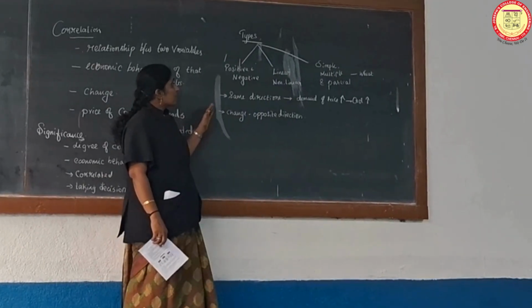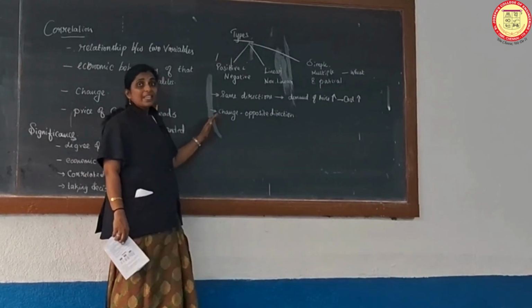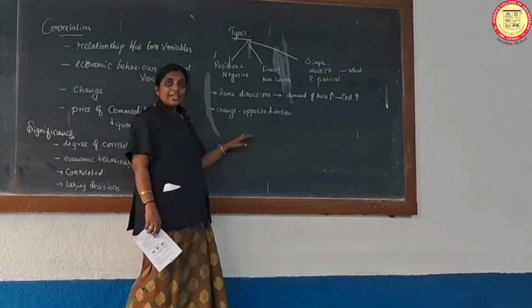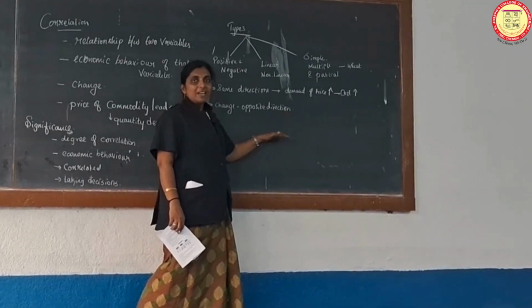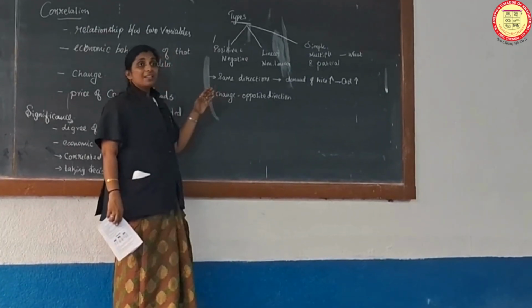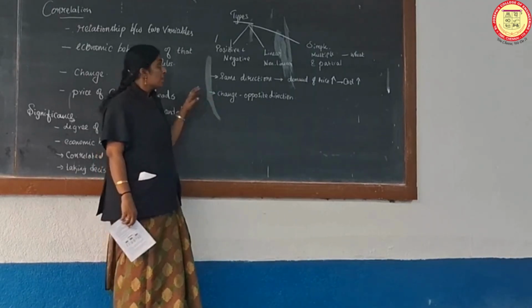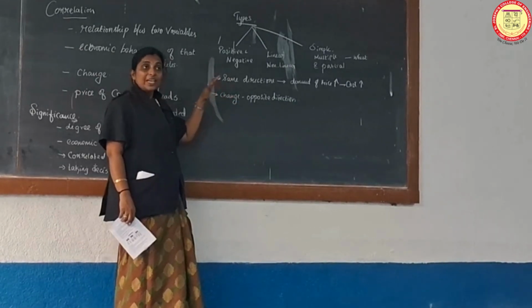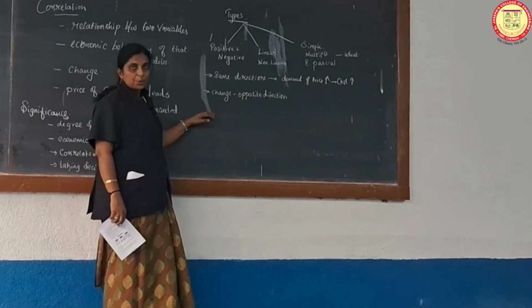The second one is negative correlation. Negative correlation means the values change in the opposite direction. That means one value increases and the other value decreases, and vice versa. An example is temperature and the sales of woolen garments. When the temperature increases, the sales of woolen garments decrease. That is an example of negative correlation.